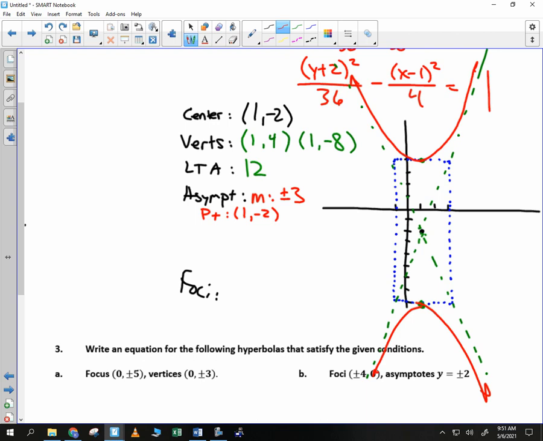So here's all you have to do. We're not going to put it in slope intercept form. We're just going to do this. y minus y1, so y plus 2, equals plus or minus 3 times x minus 1. So there's an equation for 2 lines that are in point slope form. See an advantage using point slope form now?